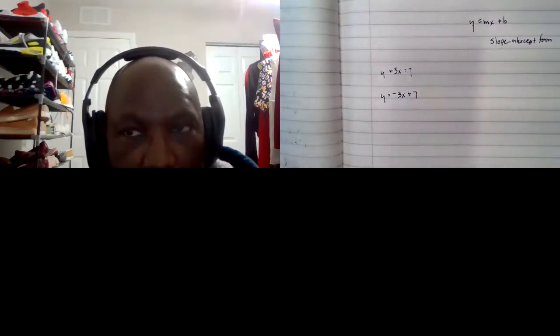So it doesn't matter what y is. It could be 500,000 y, and this could be 1652. These stay the same. It's this number with the x that you're going to convert. If it's positive in your original equation, it will be negative in your slope-intercept form. If it's negative in your original equation, it's going to be positive in your slope-intercept form.